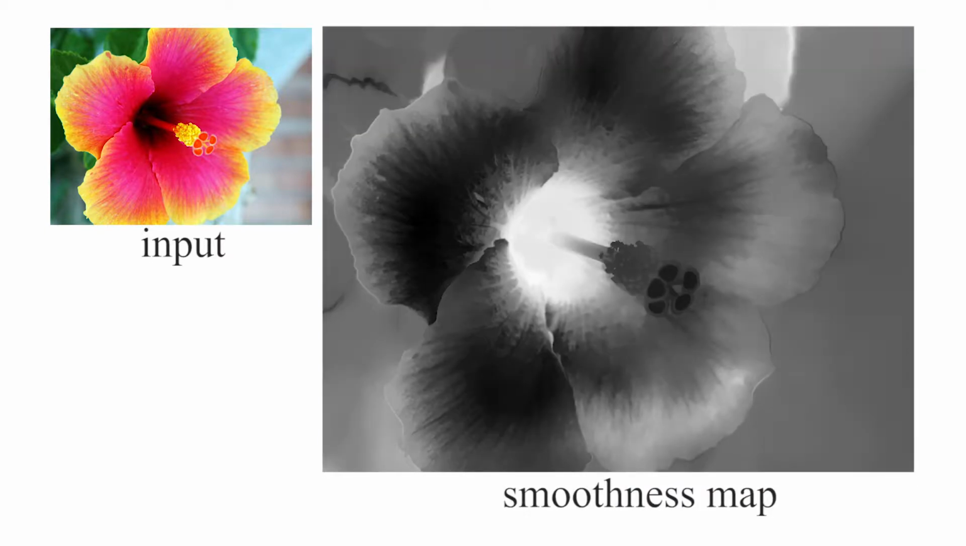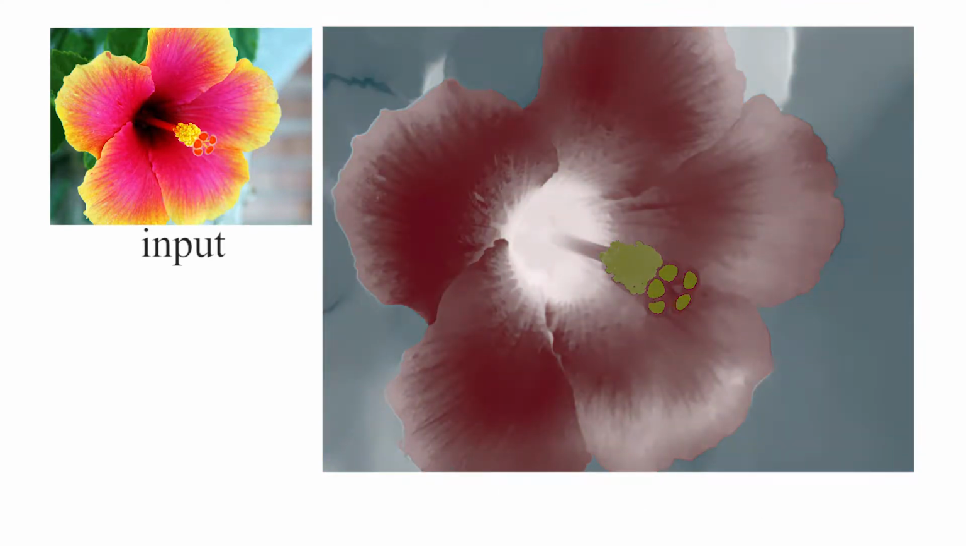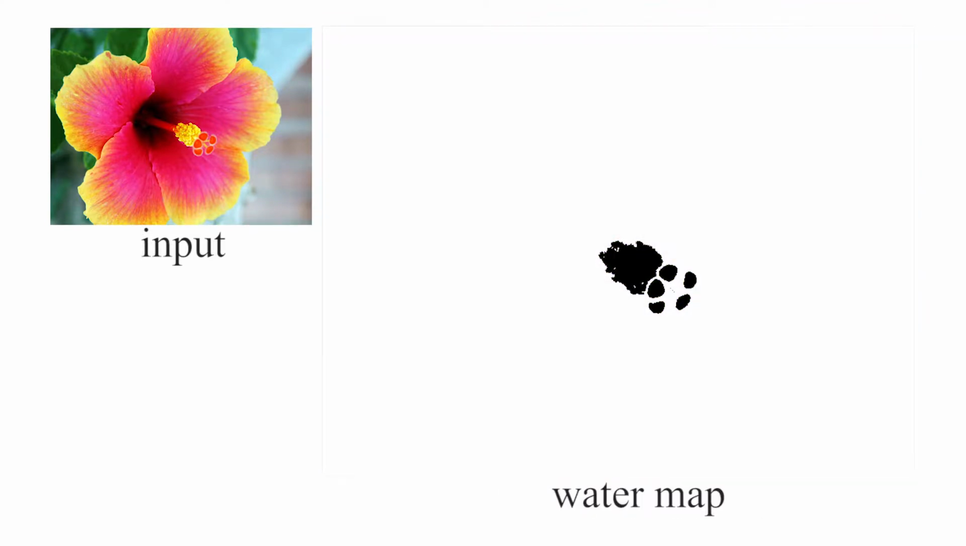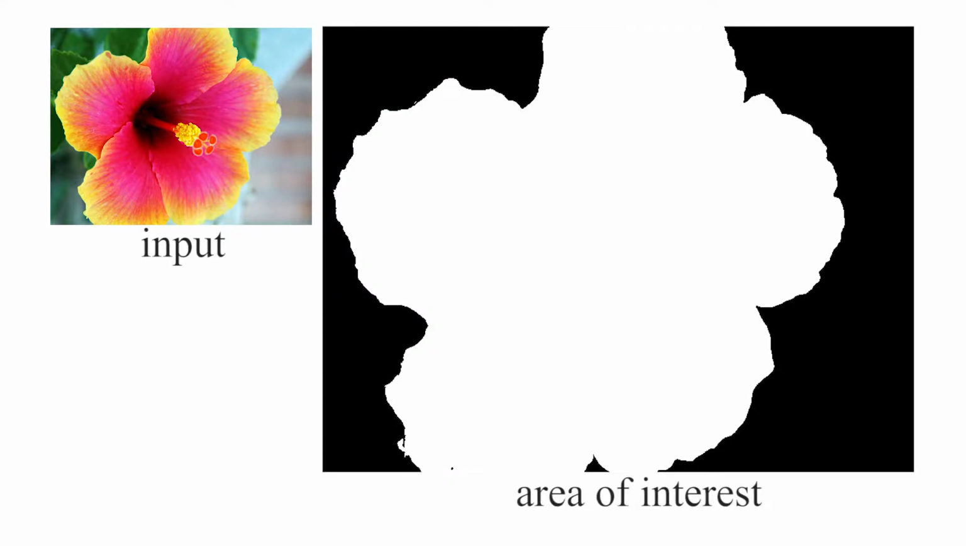Next, a defocus estimation algorithm outputs the smoothness map. The darker the color value, the sharper the photograph is on that pixel. We combine the semantic map, the smoothness map, and the designer-given threshold to get the water map image. White and black represent areas that watercolors and dry colors are applied respectively. The user selects the area of interest.